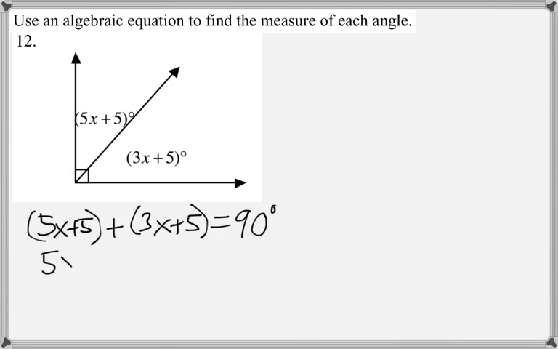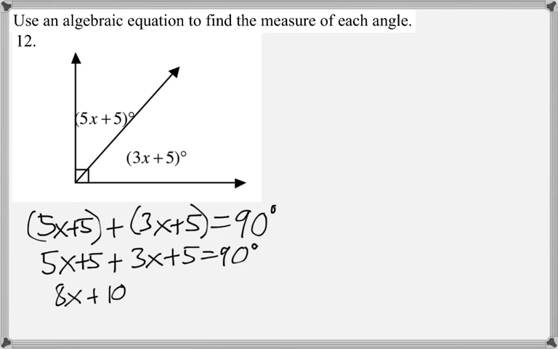And again, you don't really need to write the parentheses. So I want to combine like terms. This will be 8x plus 10 is equal to 90. Subtract 10, and then divide both sides by 8, and we get x is equal to 10.